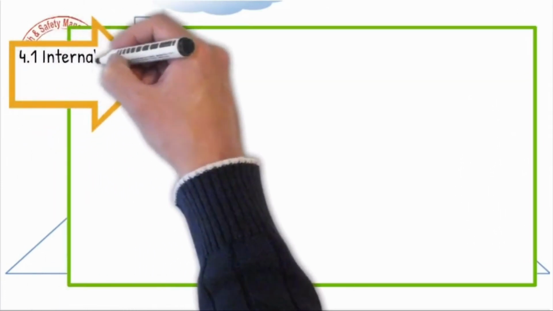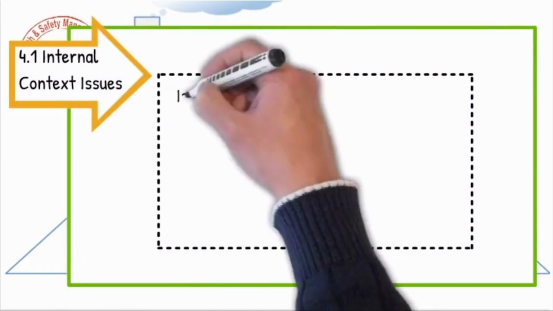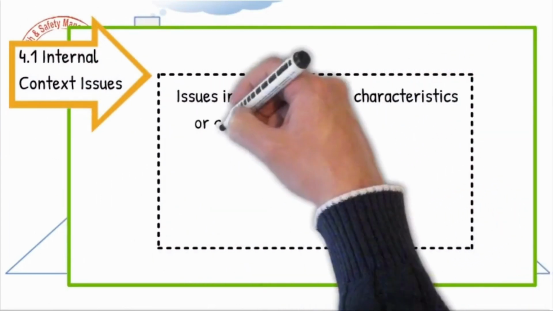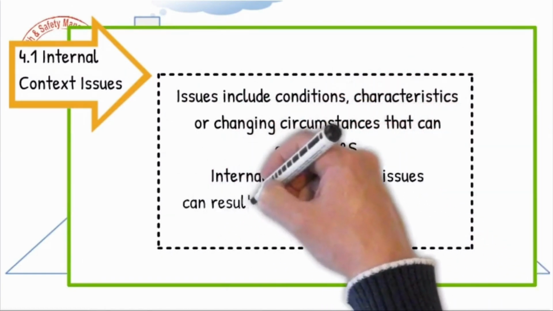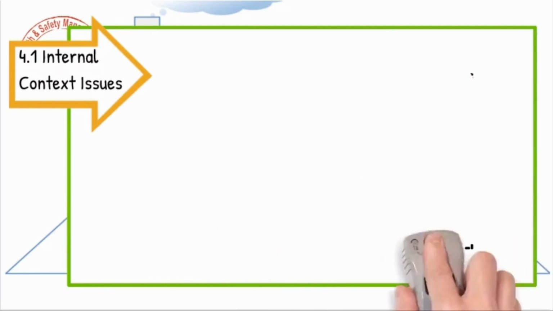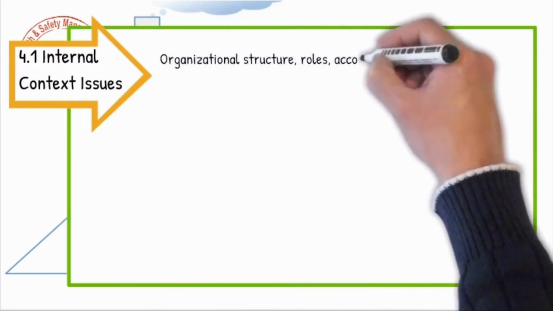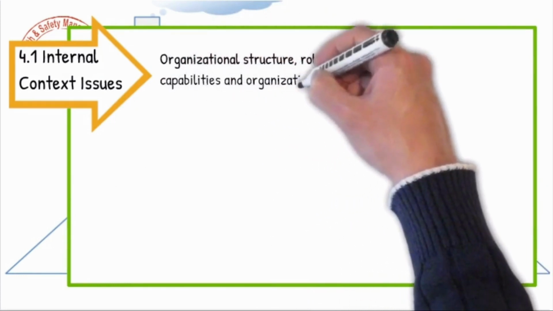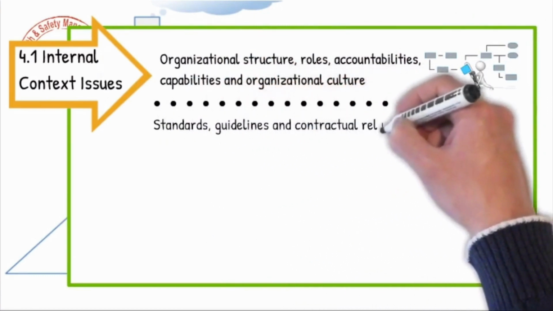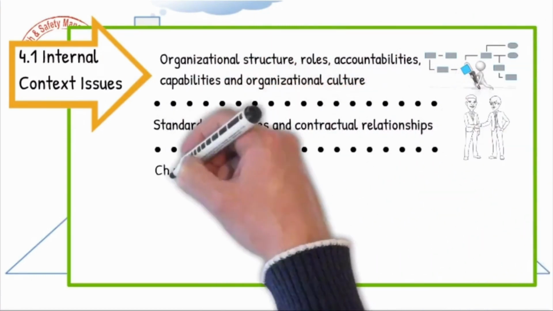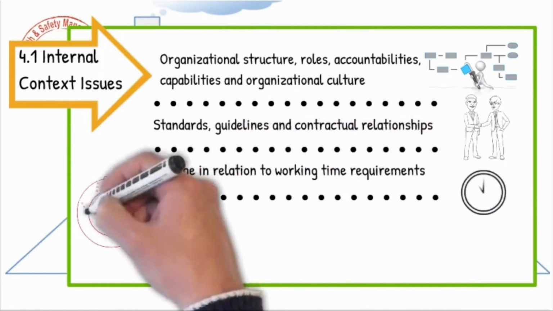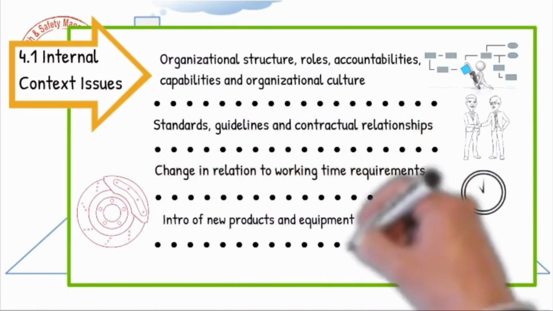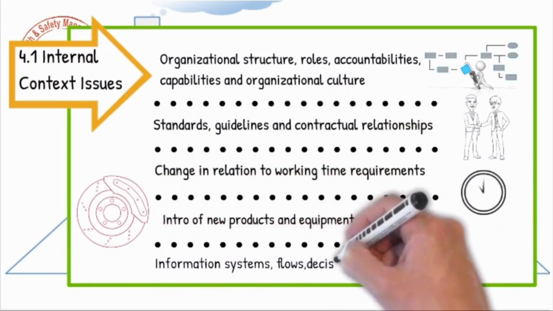Clause 4.1: the internal issues. Issues include conditions, characteristics or changing circumstances that can affect the occupational health and safety system. Internal and/or external issues can result in risks and/or opportunities. The internal issues can be related to organizational structure, roles, accountabilities, capabilities and organizational culture; standards, guidelines and contractual relationships; changes in relation to the working time requirements; introduction of new products and equipment, information systems, flows, decision-making.